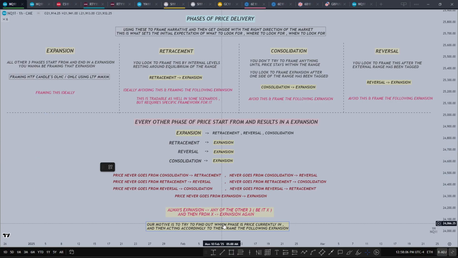Our motive is to try to find out which phase price is currently in, then use the specific protocol for every phase, and then act accordingly to then frame the following expansion. You wait to find out which phase price is in, and then frame the following expansion, avoiding this, framing the following expansion.